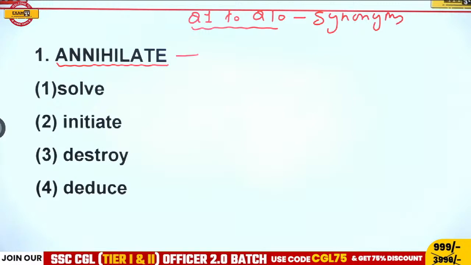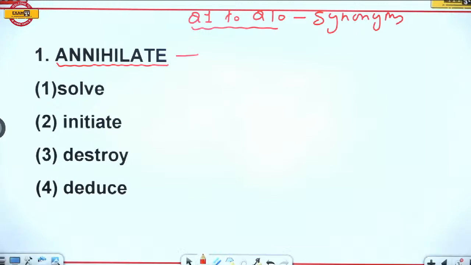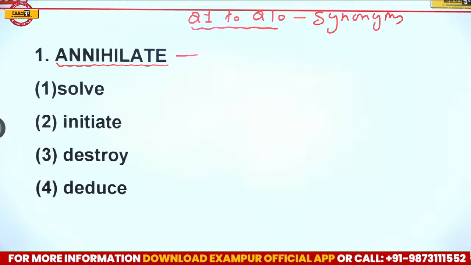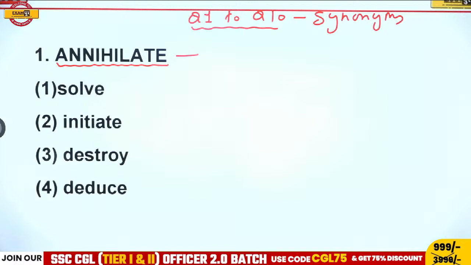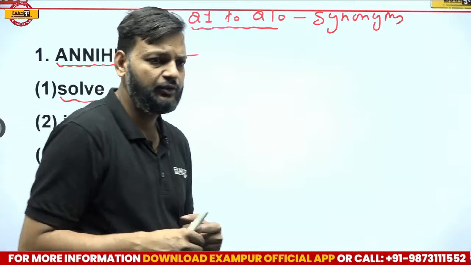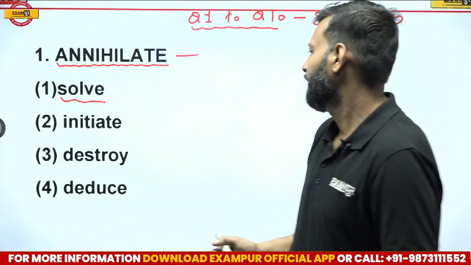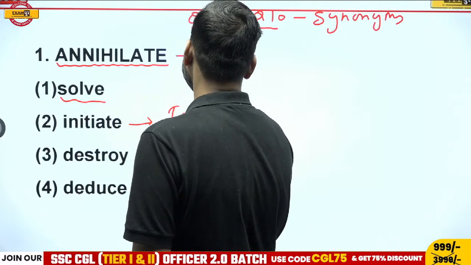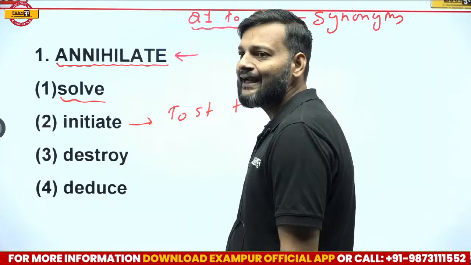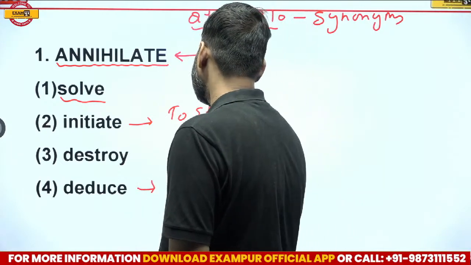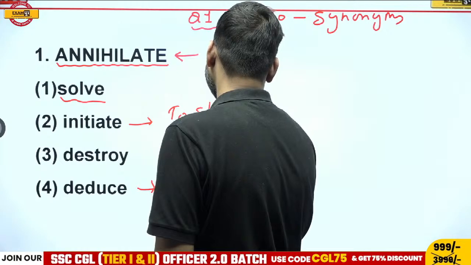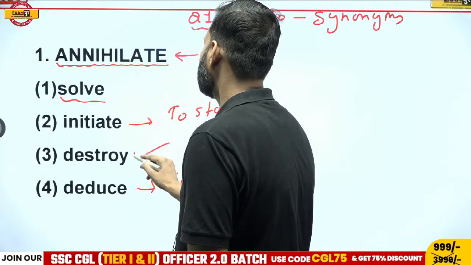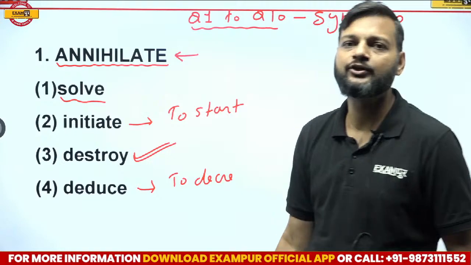What is the meaning of annihilate? See, you all know what is the meaning of solve. Okay, you have to solve this question. The word initiate means to start. And deduce means to decrease. And destroy is the answer. Annihilate means to destroy completely.